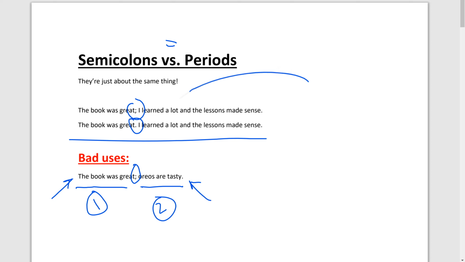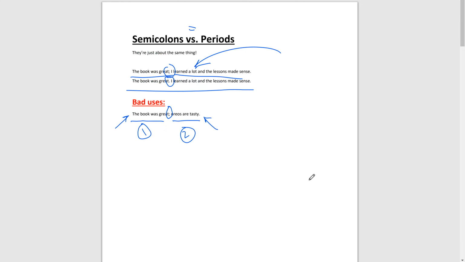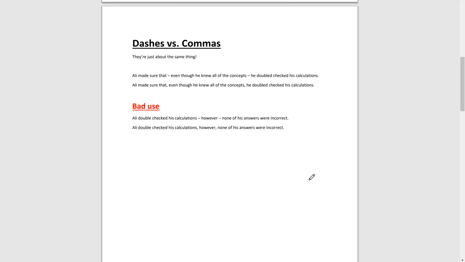But in this case up here, these 2 ideas in this sentence and in this sentence, they're very much so related because it's talking about a book and lessons learned from the book. So that's a good use of a semicolon. So again, make sure that you have 2 independent sentences on either side of the semicolon or the period, and you make sure that the ideas are related.